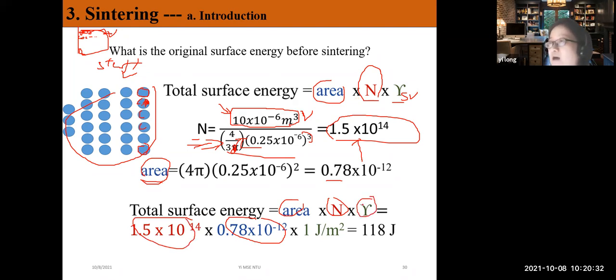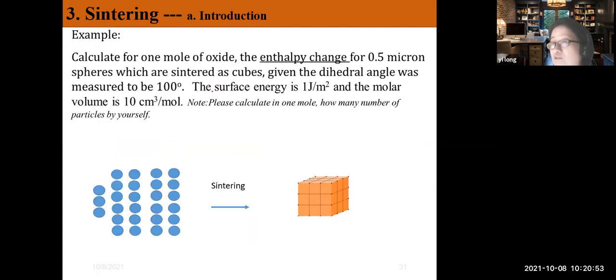The gamma is known as gamma SV, because at this moment the particles are not in contact with each other yet. They are still in contact with vapor, gamma SV. Okay, this is 118. Now we calculate the after case. If I put them together, it becomes a cube already. So we also need to calculate the total surface energy of the cube. Between each cube we can ignore the surface, because its contribution is very insignificant, it's too few. So we only talk about cube and cube in between.